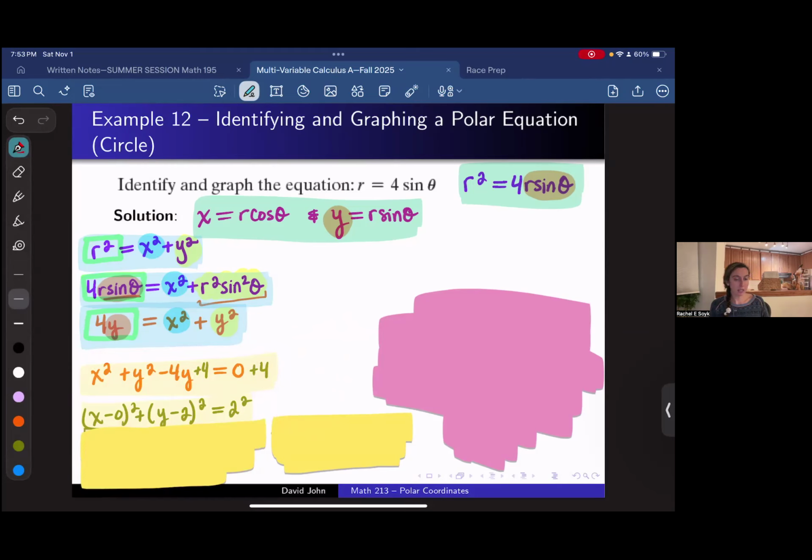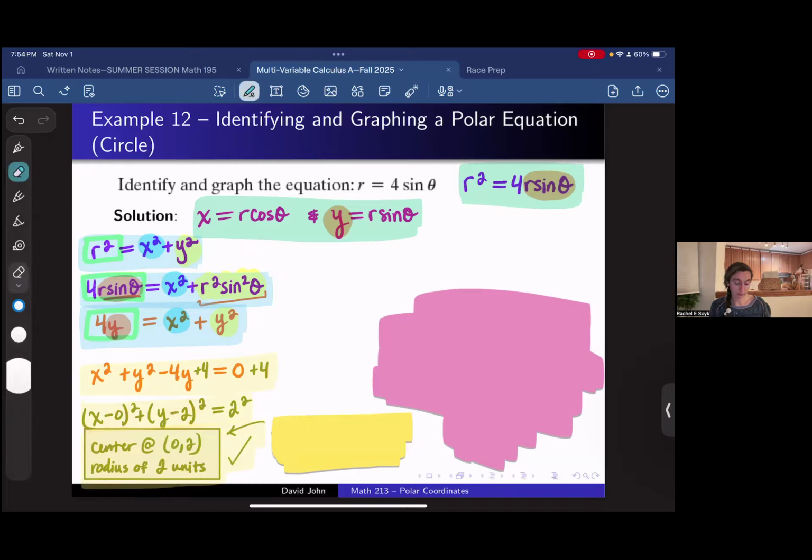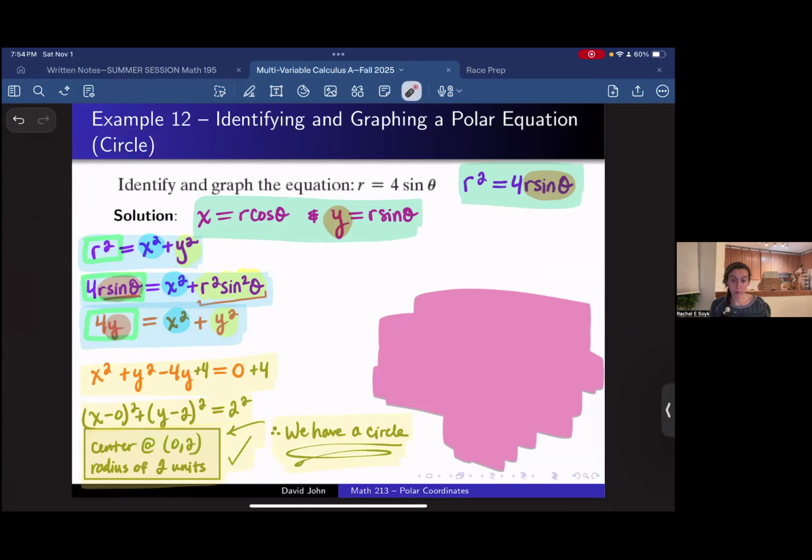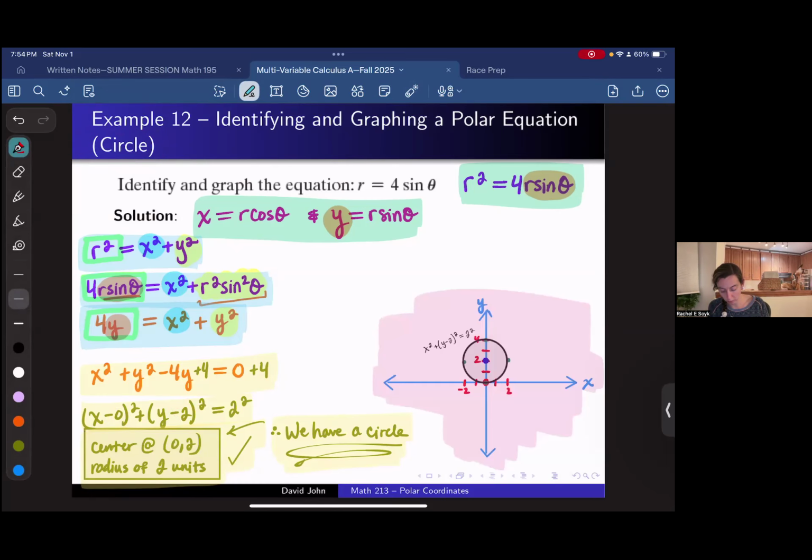So we get x minus 0 in parentheses squared plus y minus 2 in parentheses squared equals 2 squared, which very clearly shows that our center point is at 0, 2 with a radius of 2. And again, we have a circle. We just proved it. Now, how do we graph this? Well, our center point is at 0, 2. Plot the center point first, and then go up, down, to the left, to the right 2 units. Plot those additional 4 points, and then create your circle. And we are done.